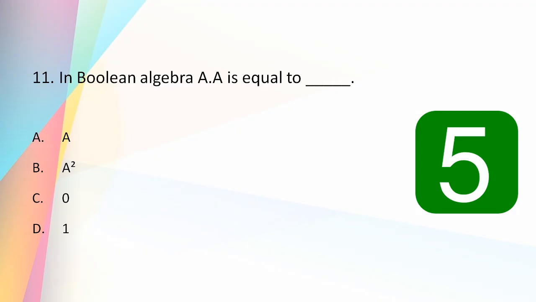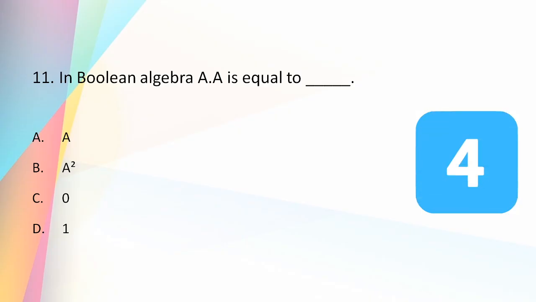In Boolean algebra, A dot A is equal to: A square, 0, 1?